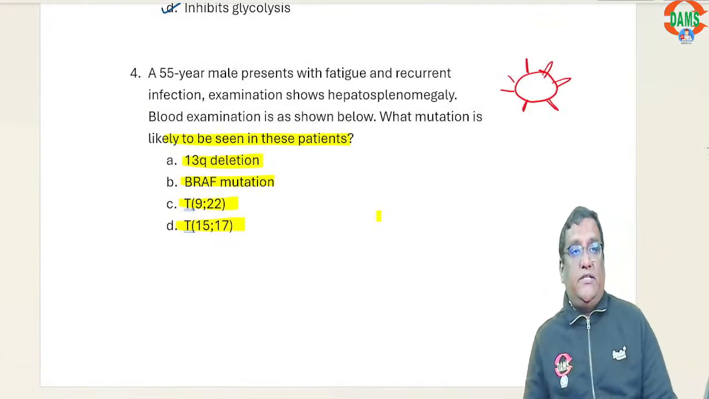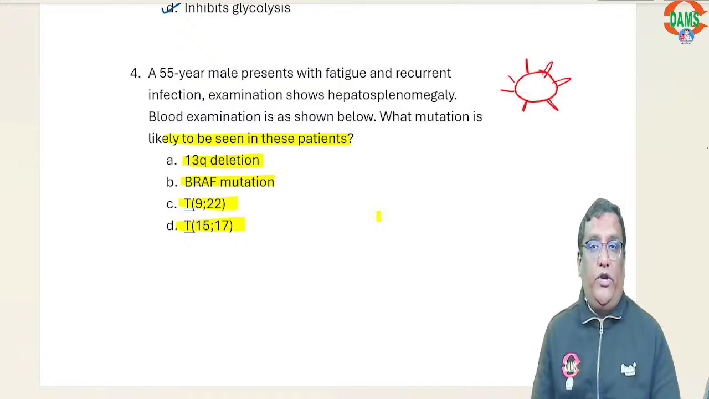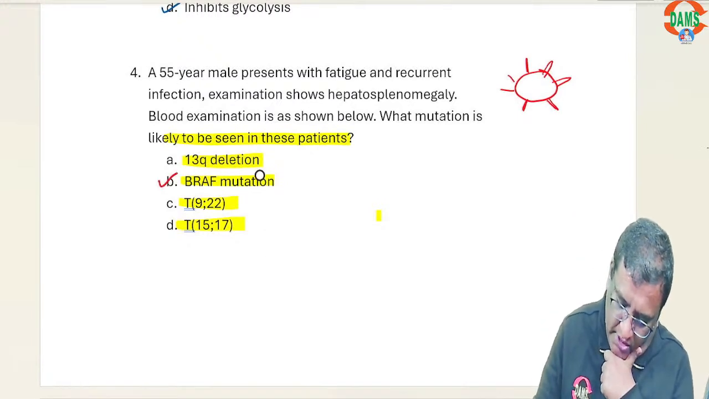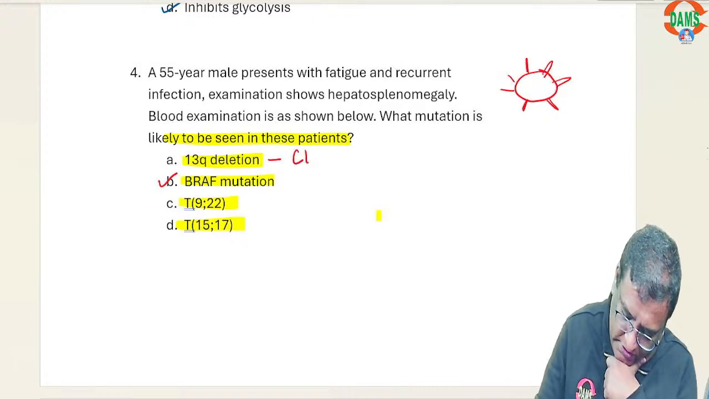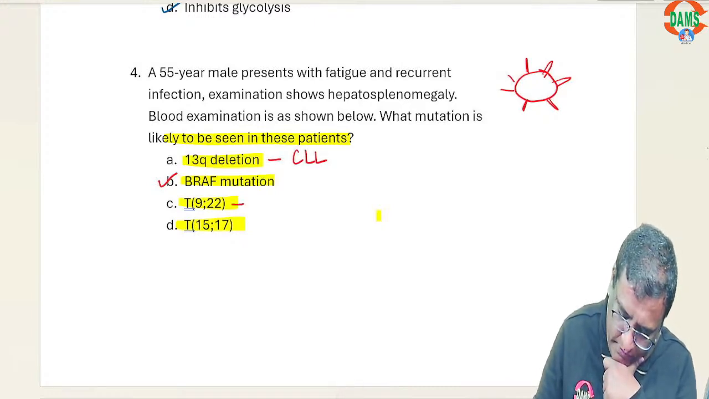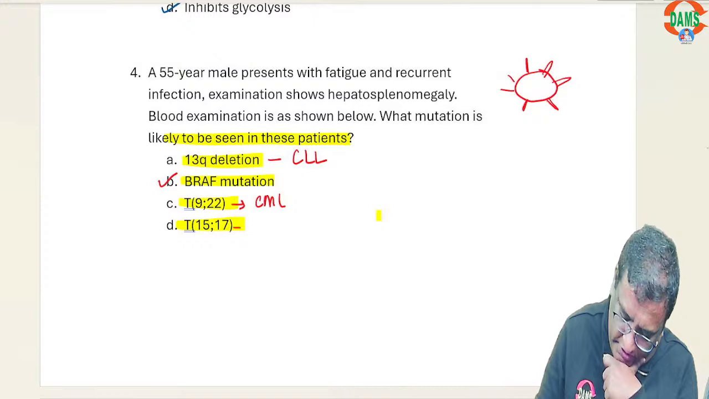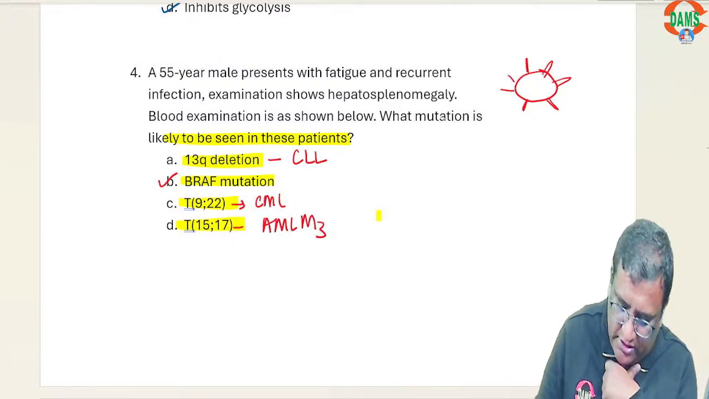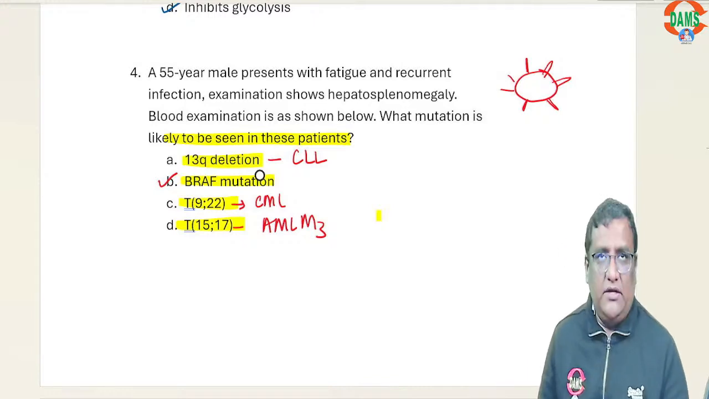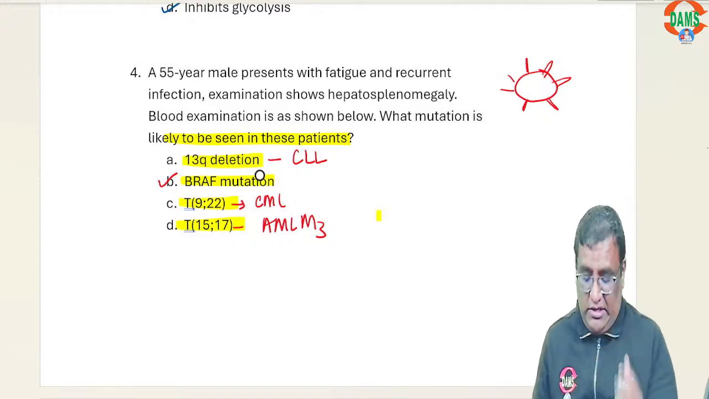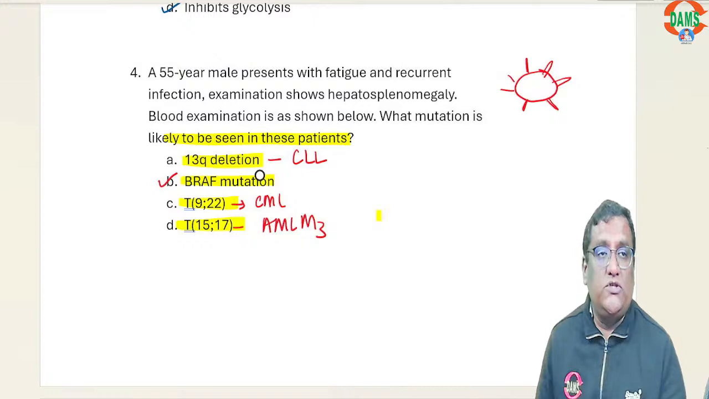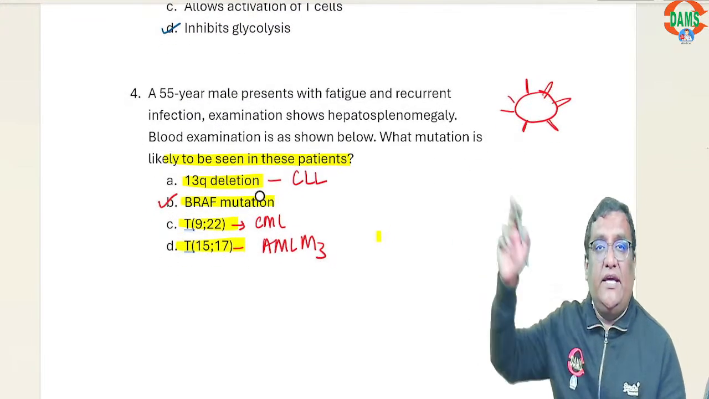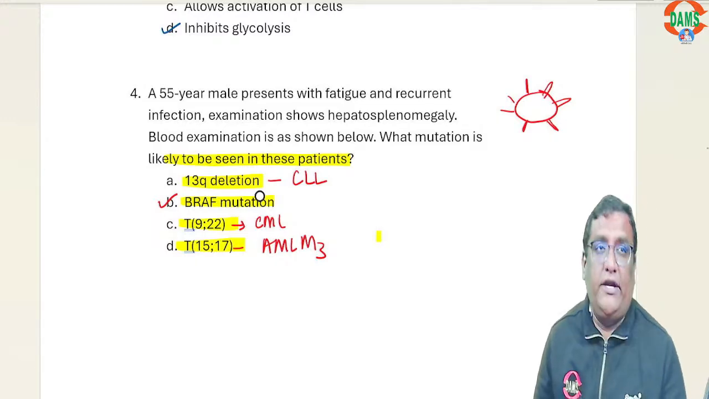Anyway, tell me now, in hairy cell leukemia, what mutation do you get? Answer is option B. 13q deletion will be seen in CLL. t(9;22) will be seen in CML. t(15;17) will be seen in AML M3. So the CLL image was supposed to be given here. Anyway, I will be adding the CLL image when I give the annotated PDF of this.